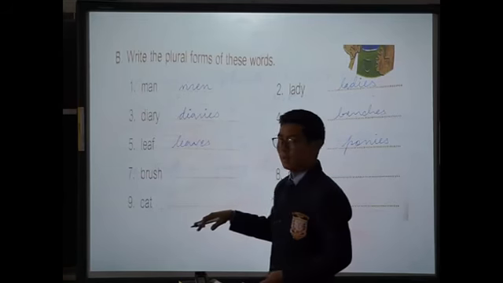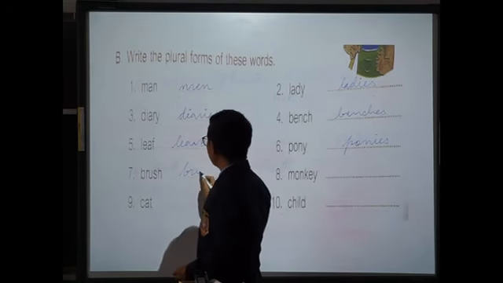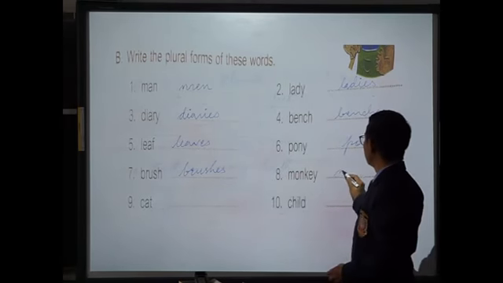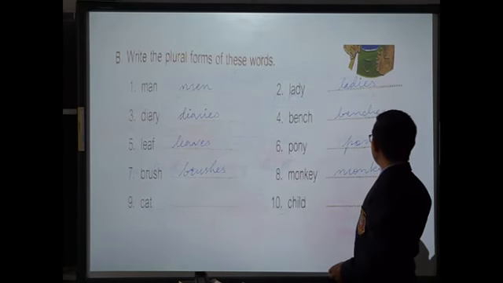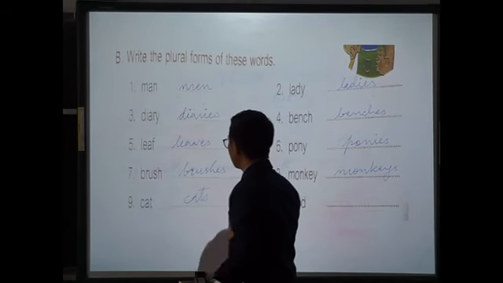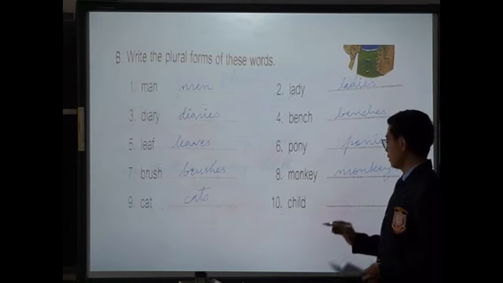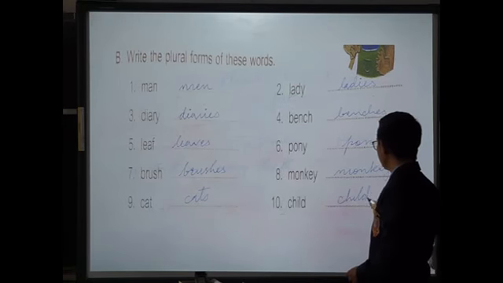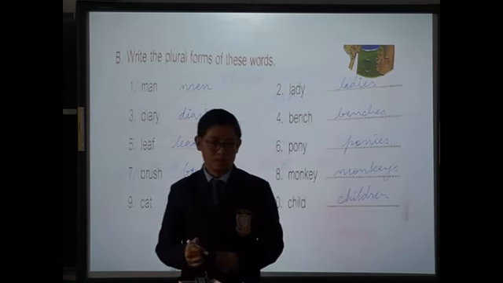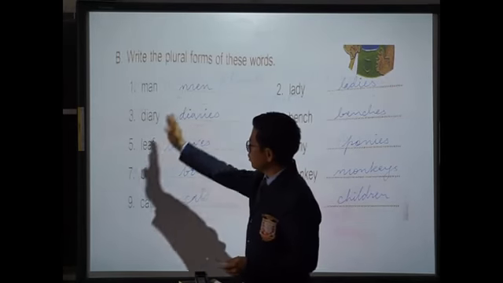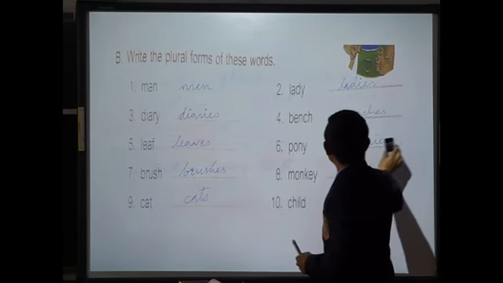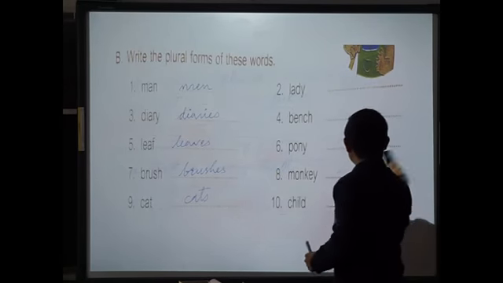These all are singular words given. Now brush to brushes. Monkey, by adding s only, monkeys. All right, then cat, simple, c-a-t-s, cats, plural. Child, this is different, children, one child, many children. So this is for singular to plural. Alright, now this is B number from your let's recall part.